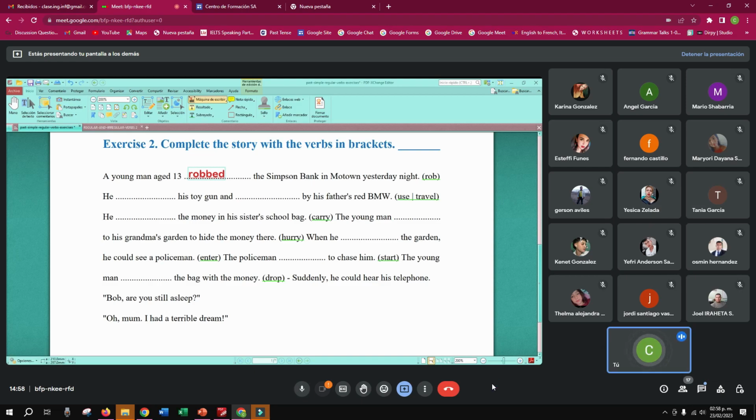5 minutos, completen esa historia. Luego vamos a revisarlo todos juntos.